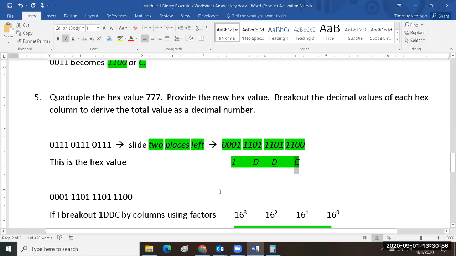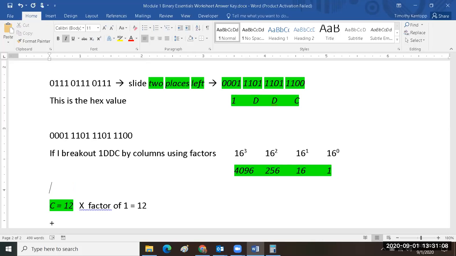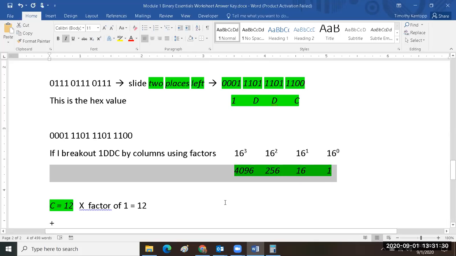All right. Now let's get to this part right here, and we're going to do it a little differently. So I'm going to go ahead and extend this out here so we can see it in a slightly different way. So in the 16 to the 0 column, 16 to the 0 power is equal to 1. 16 to the first power is equal to 16. 16 squared is equal to 256, and 16 cubed is equal to 4096.